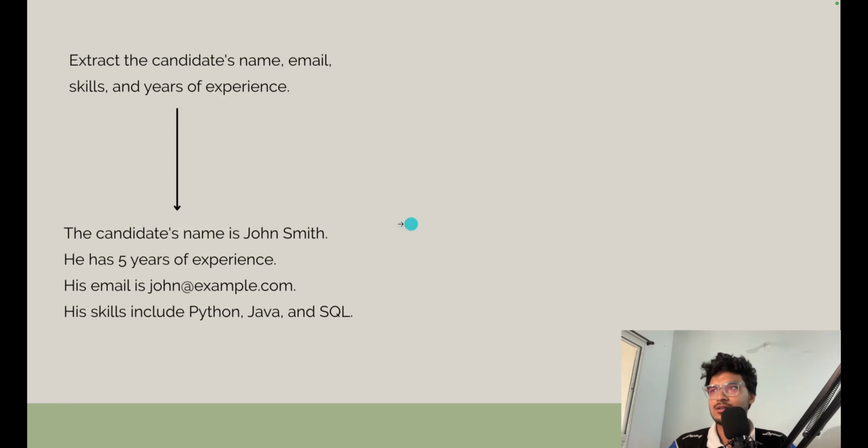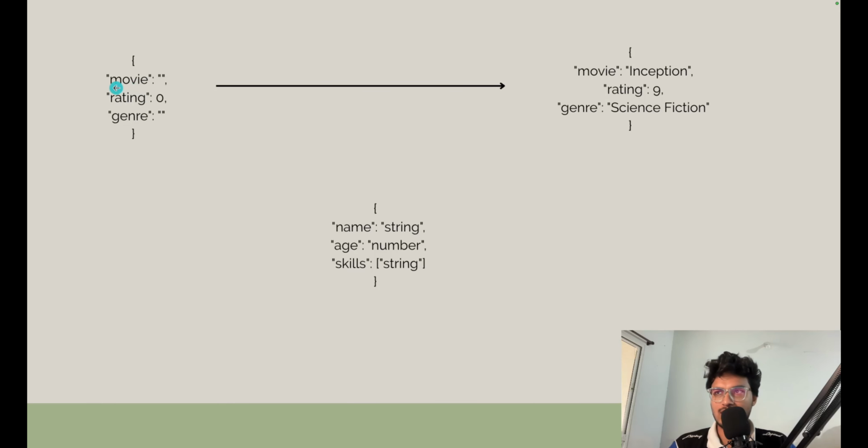So let's suppose you want movie rating and genre. To get this data, for the movie Inception, the LLM will return something like this: rating 9, genre science fiction, and this is the schema: name, age, skills kind of thing. So you're telling the model that this format, this schema, this blueprint should be matched.